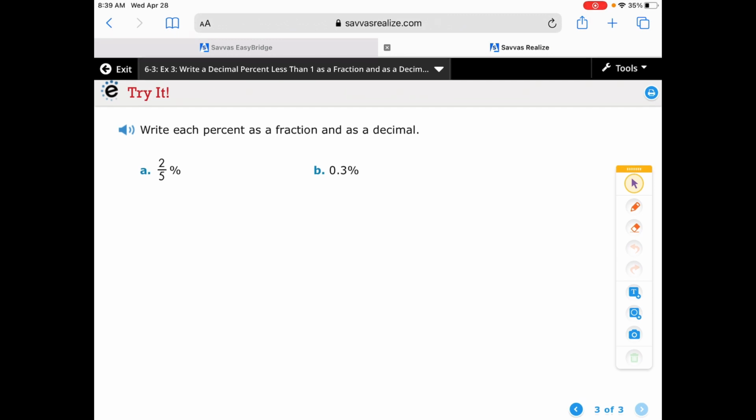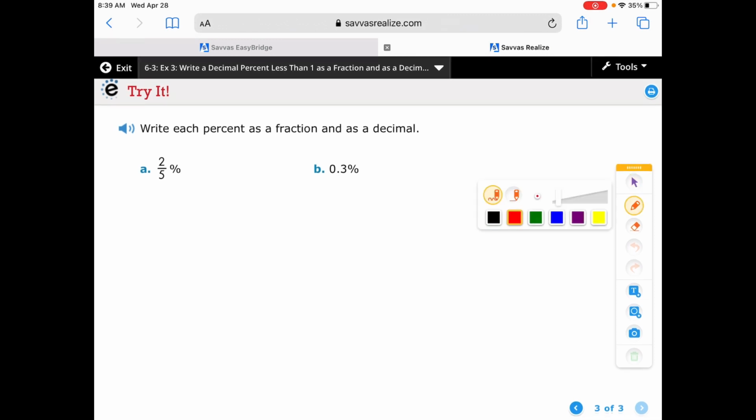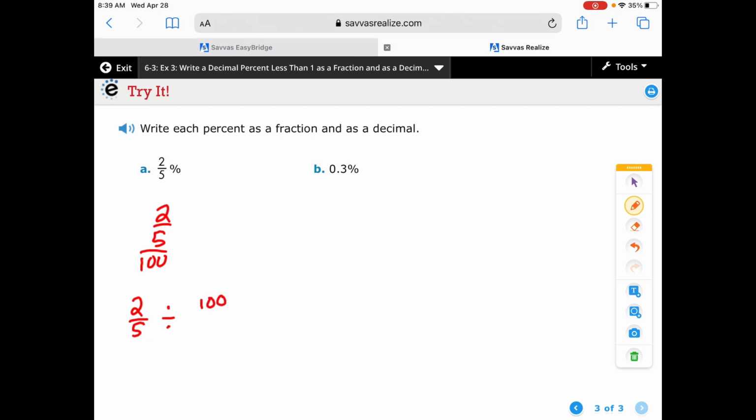We have 2/5%. So let's first do a fraction. So we have 2/5 over 100. So that's 2 over 5 divided by 100. We do keep, change, flip. So it's the same thing as 2 500ths.